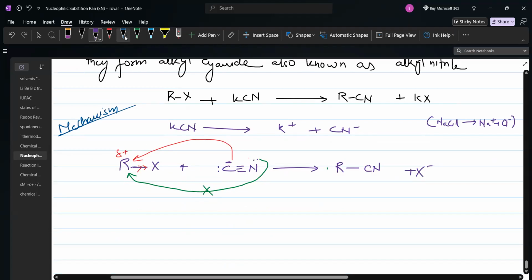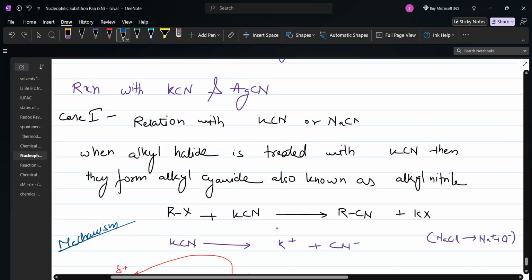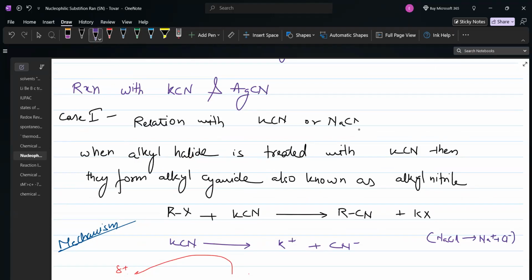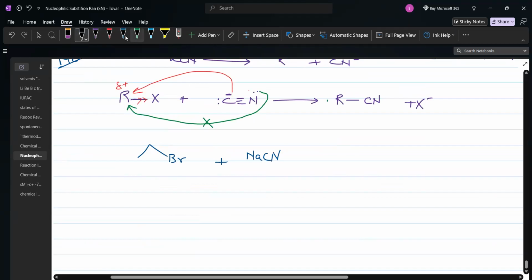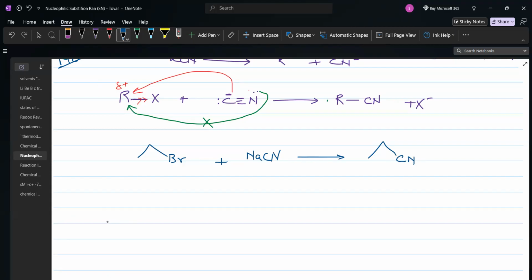Let's see with an example, like we have bromine here and it is reacting with KCN or NaCN. Why KCN, NaCN? This is potassium cyanide, this is sodium cyanide, because they are proper ionic in nature. So what will be the product? Bromine will be replaced with CN. Understood, everybody?